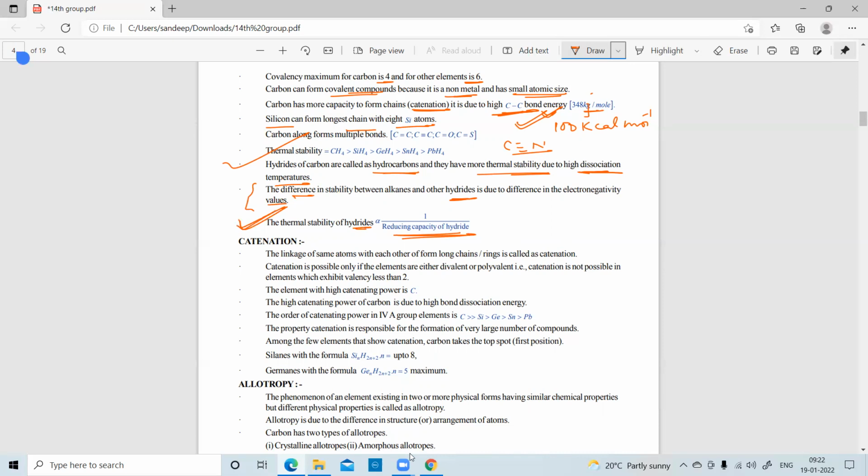Catenation is called the self-linking property.